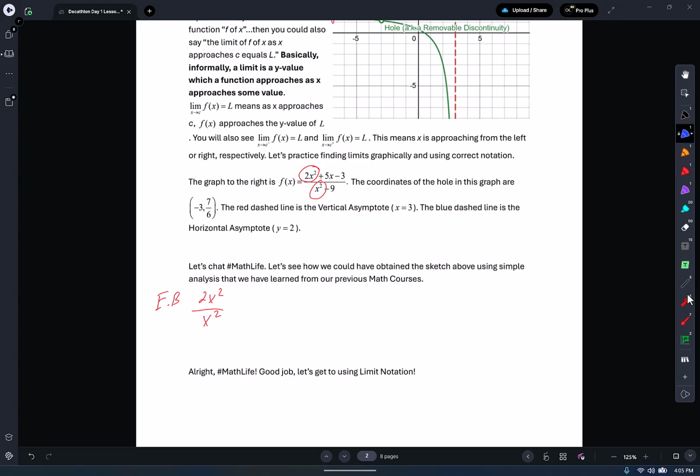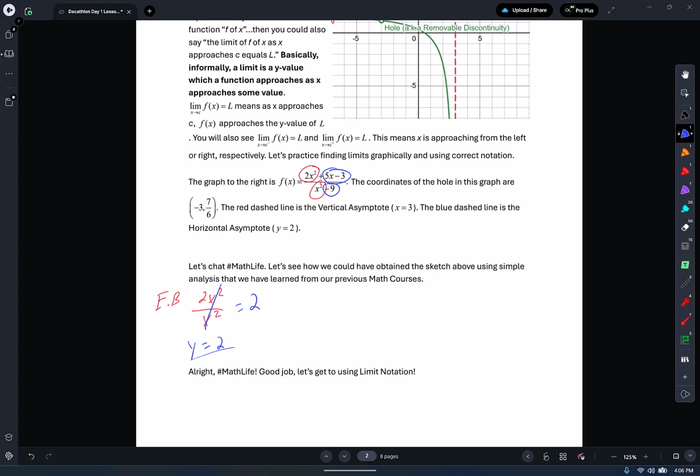So that 5x minus 3 is spit, and that minus 9 is spit. The 2x squared and the x squared is ocean. Notice that the x squareds cancel out, and you just get 2. That is your end behavior. So your horizontal asymptote is y equals 2. End behavior deals with horizontal asymptote if it does have an end behavior. If you get a nice little number, then that's it.